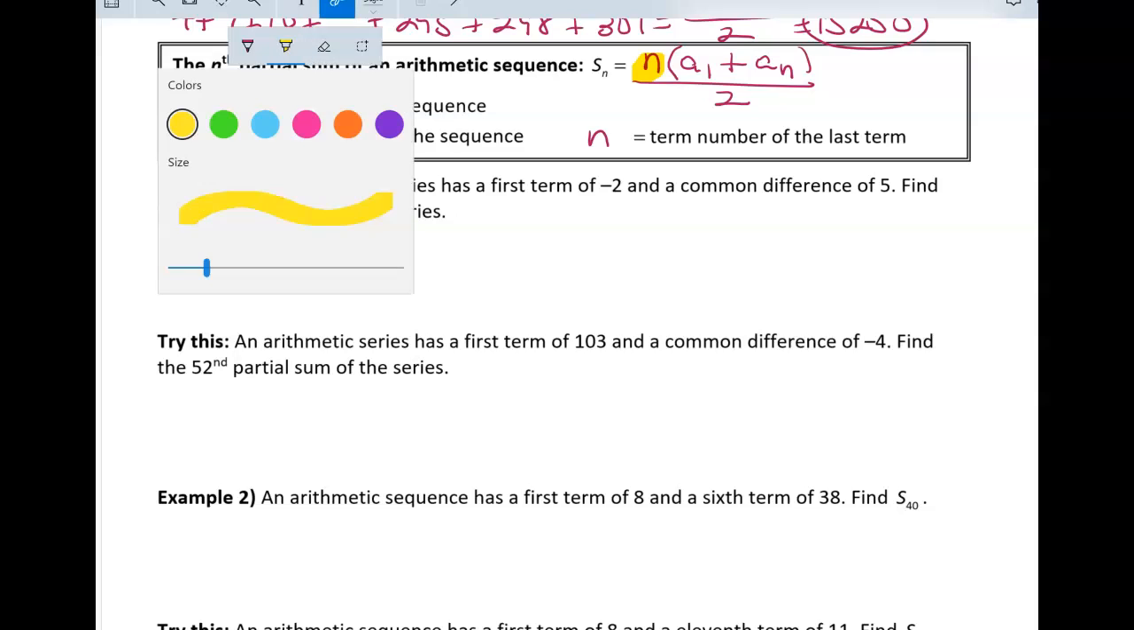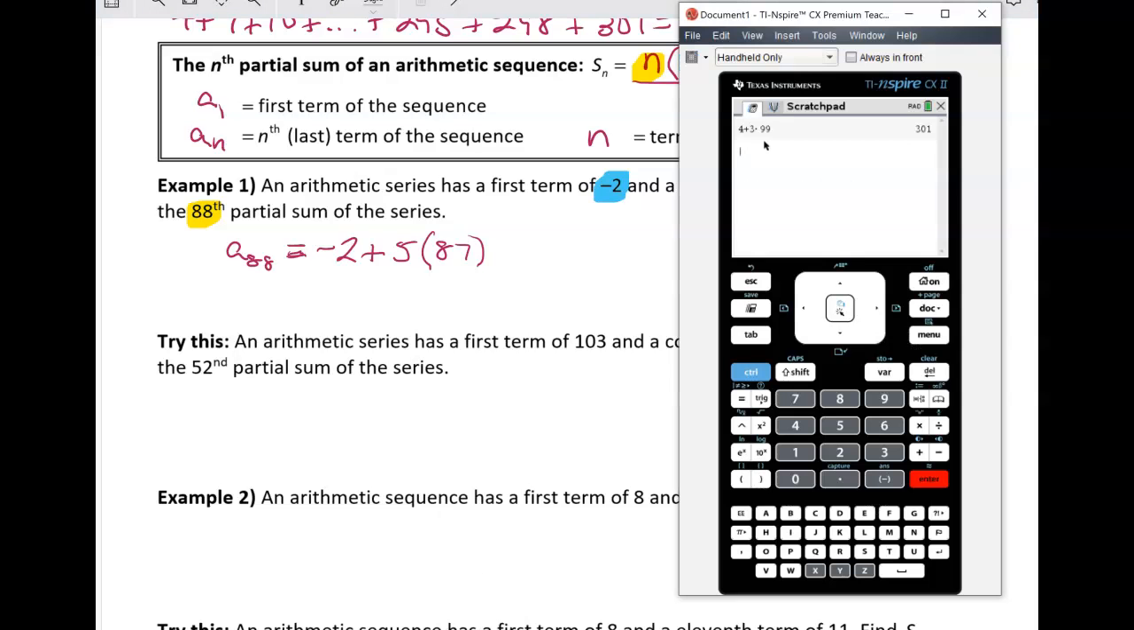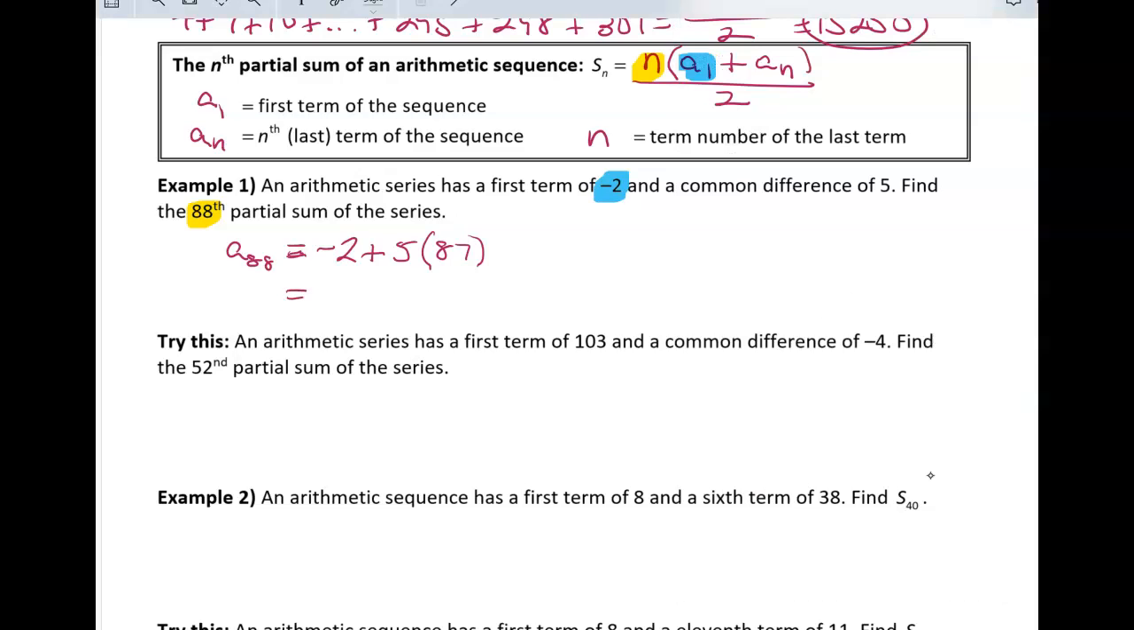We also want to know what the first term is, a sub 1, and that is -2, so we already know that one. The only thing missing here is a sub n, which is the last term, which for this specific example is a sub 88. So we can use the idea of an arithmetic sequence to find the value of this. The first term plus the common difference times 1 less than the number of the term is equal to the 88th term. So let's compute that. -2 plus 5 times 87 is 433.